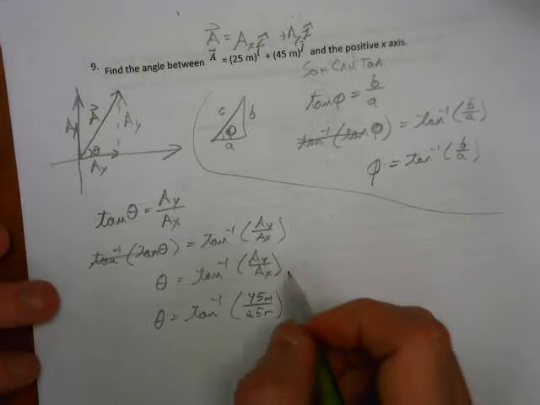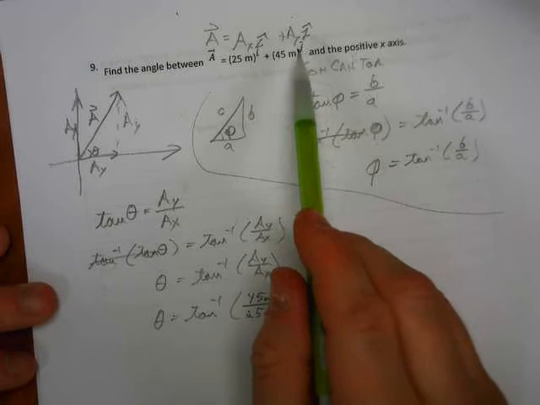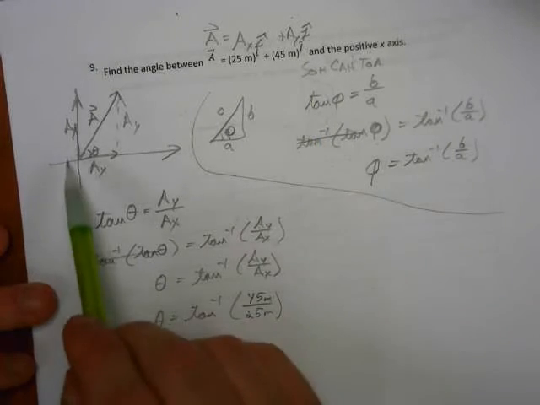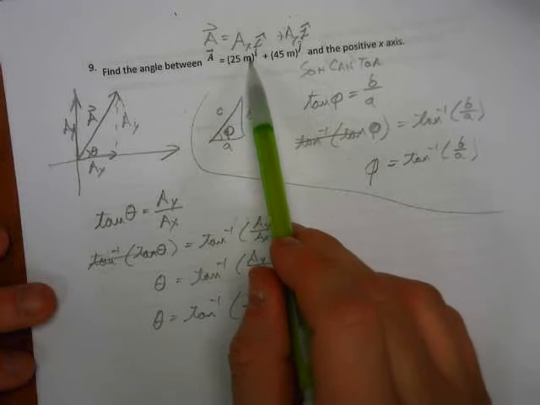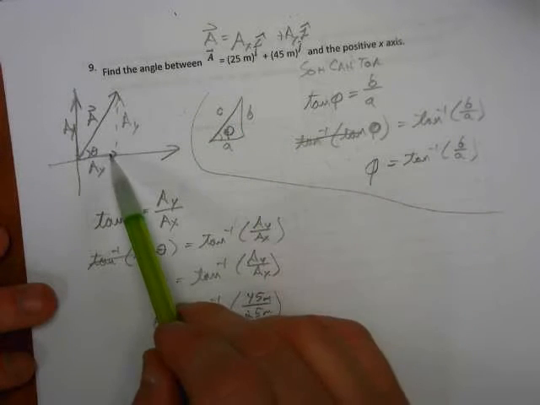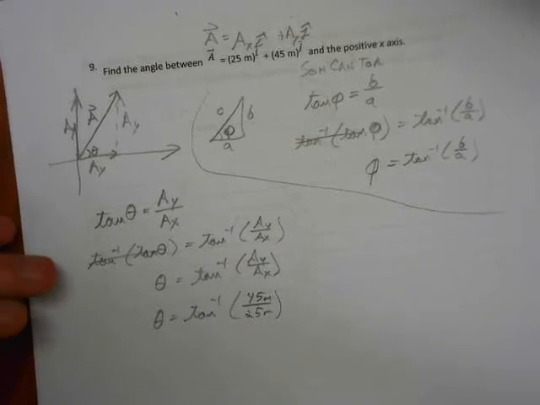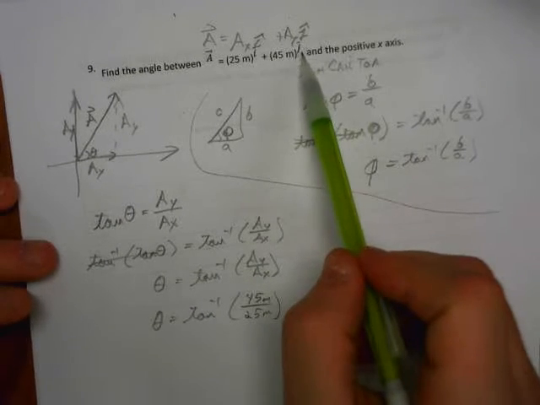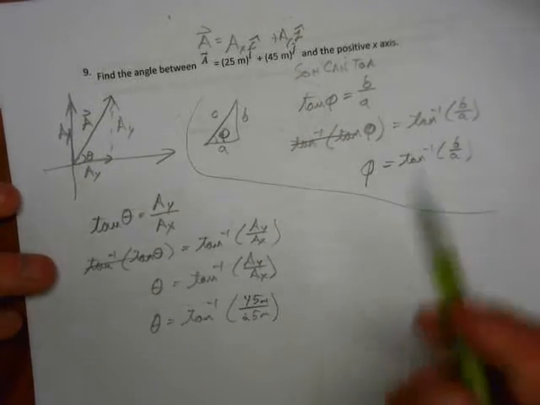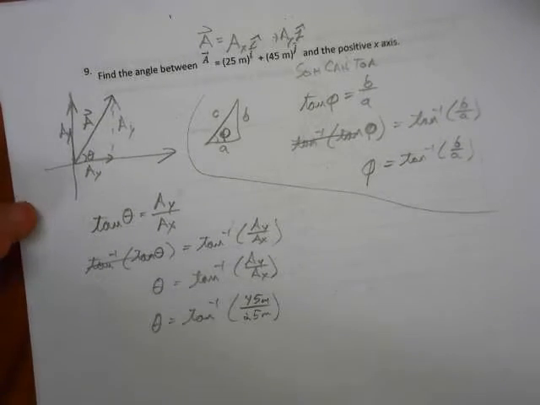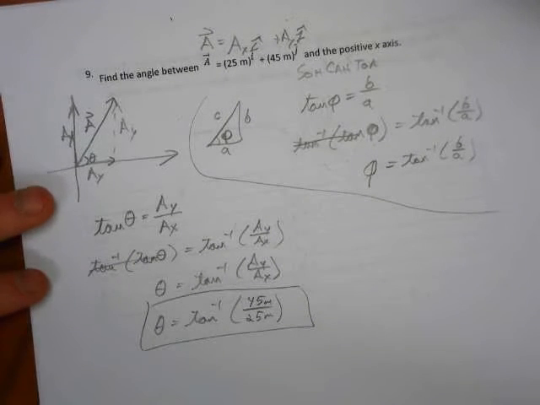How did I know that? I know that just because this 45 meters is attached to j hat. So that means it is in the y direction. So it is AY. And the 25 meters here is attached to I hat, which means it's attached to the x direction. It is along the x direction. And that's all I hat and j hat mean. They just tell you the direction. It's just a convenient way to write these things. Again, I don't have my calculator handy, so I'll let you calculate that answer out.